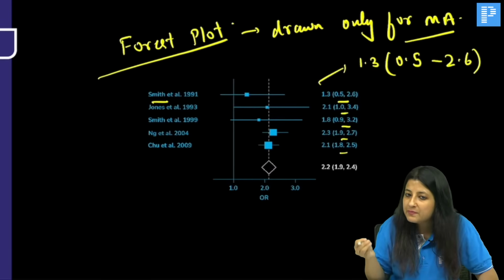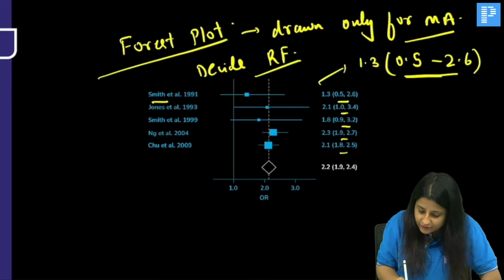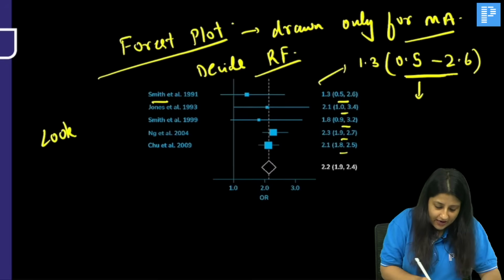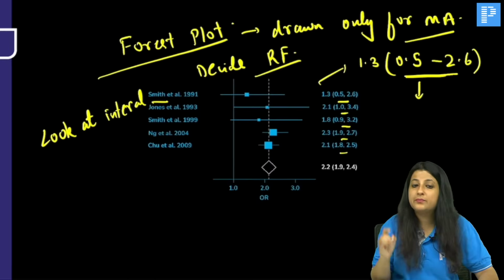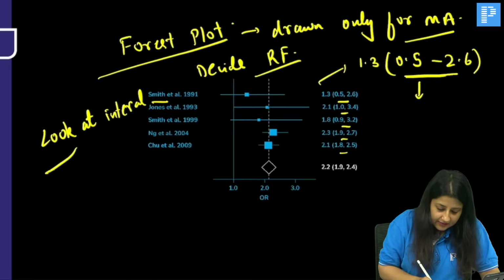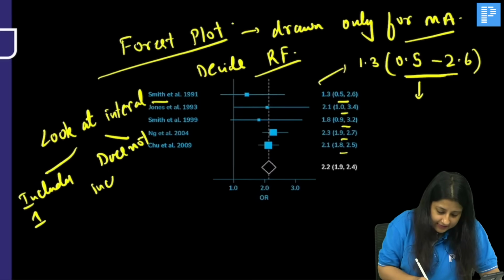So how do you decide the risk factors, RF? You have to look at the CI. I'm going to write here, you have to look at the interval. Now, very basic principle, look at the interval. If anybody remembers, you can write it also. You look at the interval. What will you see? Does it include 1, or does it not include 1?